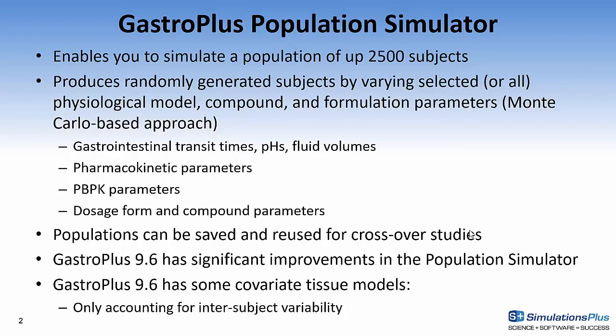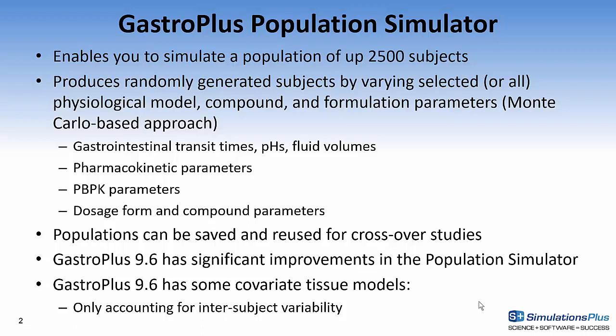The GastroPlus population simulator enables you to simulate a population of up to 2,500 subjects. It produces randomly generated subjects by varying selected or all physiological model, compound, and formula parameters using a Monte Carlo approach. This enables you to modify gastric transit times, pH, fluid volumes, pharmacokinetic parameters, PBPK parameters, dosage form, and compound parameters. The populations can be saved and reused for crossover studies.